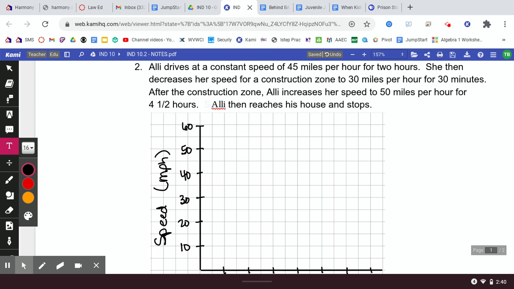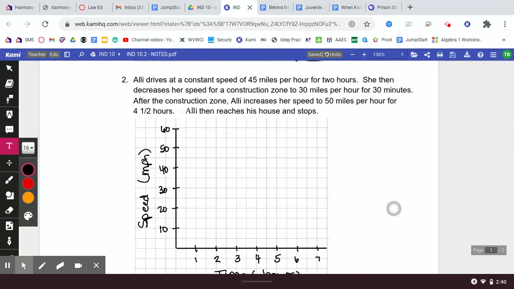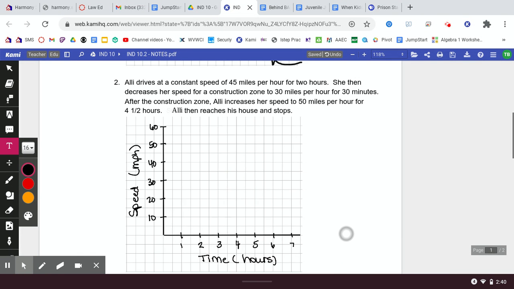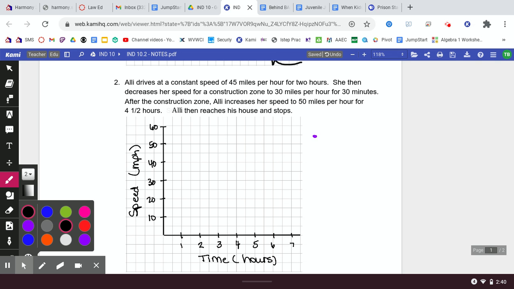All right. So let's look at the paragraph. Again, we're not going to write the whole paragraph. We're going to do it in bullet points. Okay. So we've got Allie drives at a constant speed of 45 miles per hour for 2 hours. So our first bullet point is that she drives 45 mph, which is miles per hour, for 2 hours. And my graph's in hours, so I'm going to leave it there.